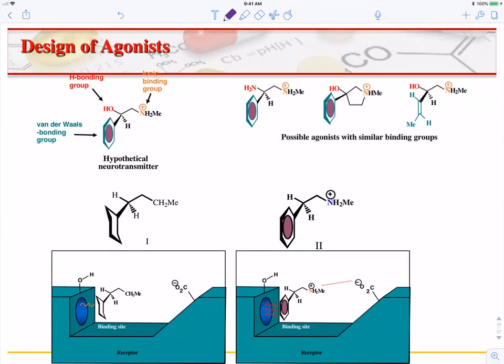When we try to design an agonist, we take inspiration from our hypothetical neurotransmitter. Then we alter its structure subtly, for example, we exchange an amine for the alcohol, or we form a cyclic compound to stabilize this conformation, or we change the aromatic ring for another hydrophobic group. The idea is that the agonist will bind to the same pocket as the natural ligand.